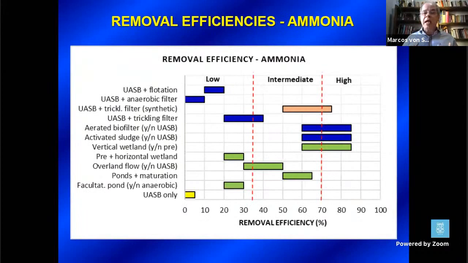Okay, coming back to ammonia. Now the division of low, intermediate and high efficiency, I put it like that. If it's less than 35%, I call it low removal efficiency of ammonia. Between 35 and 70%, intermediate, and higher than 70%, high removal efficiency. Now you see a complete scatter. Most processes are able to give only low or intermediate removal efficiencies. Fortunately, we have some processes that are able to give high removal efficiencies, like activated sludge, aerated biofilters, and vertical wetlands. But see, the number of possibilities decreases.